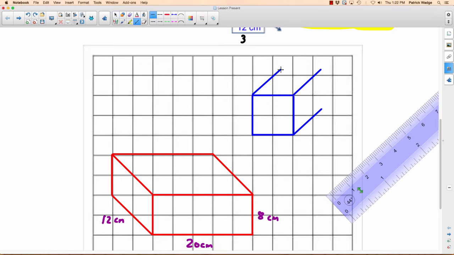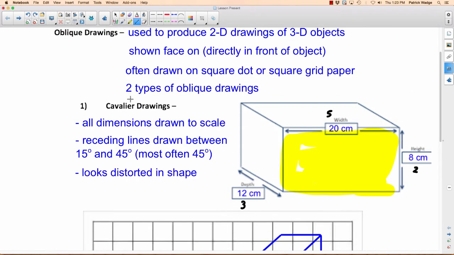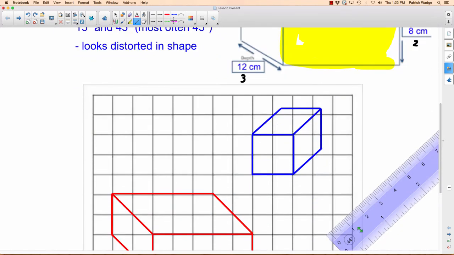and I think you're seeing already, this does not look like a great cube, does it? I mean, it looks like it goes way too far back to actually be considered a cube. So this is the problem with the Cavalier drawings. Yeah, it's all to scale. Well, again, we have this as a 2 by 2 by 2 cube. It just doesn't look right.